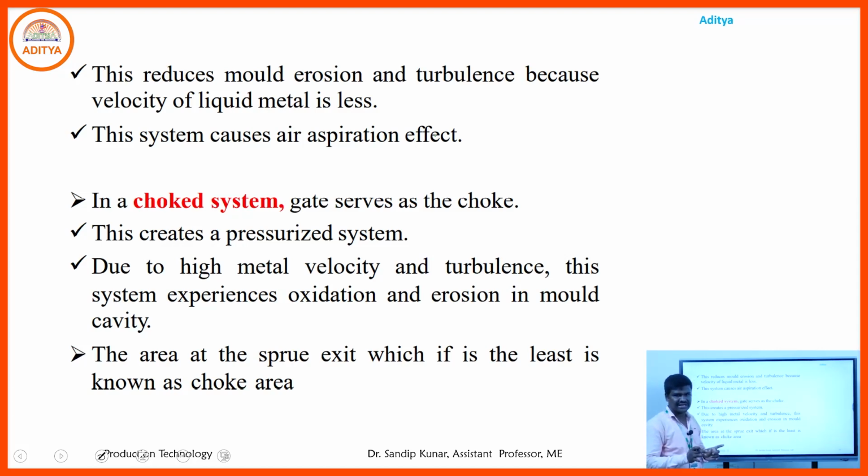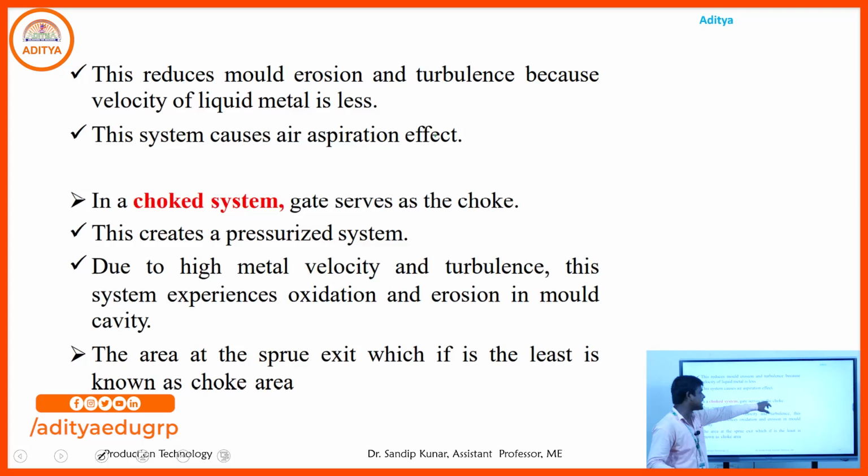If any type of gases are trapped in that molten metal, sometimes gas porosity and gas bubbles remain in the mold cavity, and due to those gas porosity problems, the product quality will deteriorate. So by removing those gases, we avoid gas porosity problems using that type of sprue.